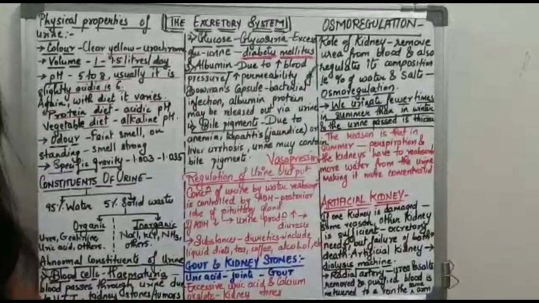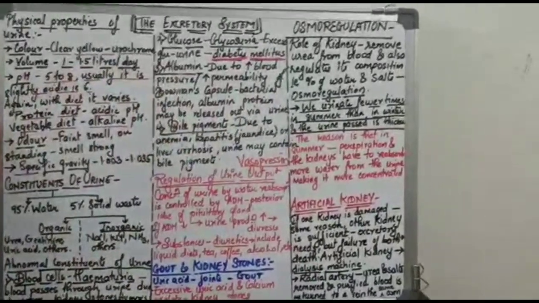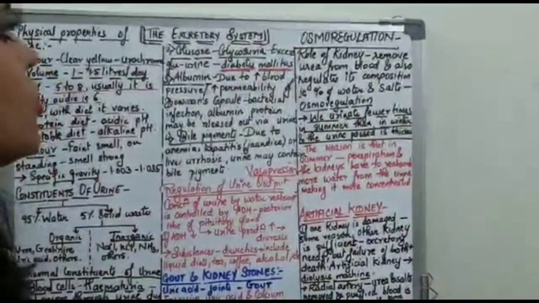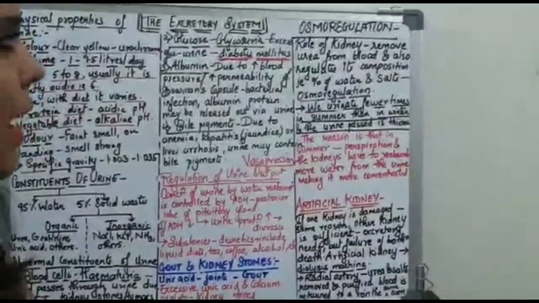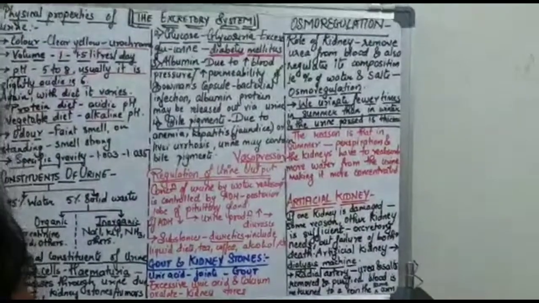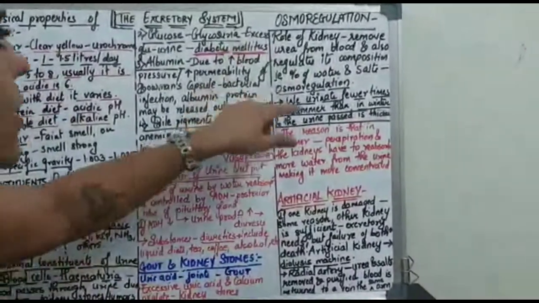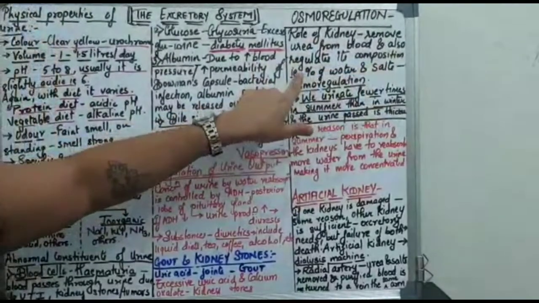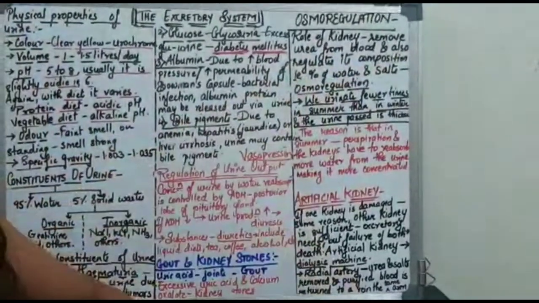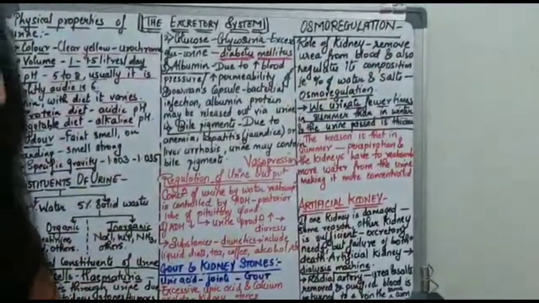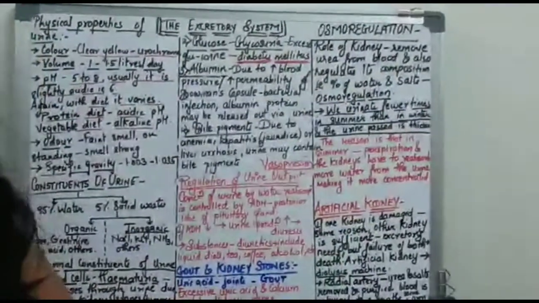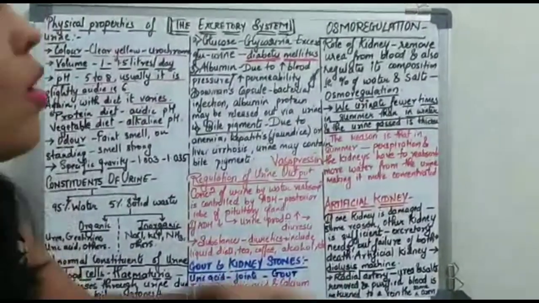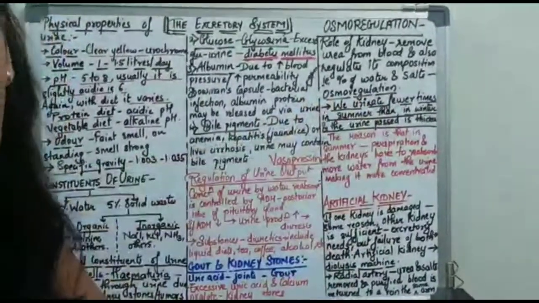The next part talks about osmoregulation. We know that the role of the kidney is to remove urea from the blood, right? That's the key role. But apart from that, another important role of the kidney is to regulate its composition, that is, to maintain a balance between water and salts. That maintenance of the osmotic balance of water is called osmoregulation.